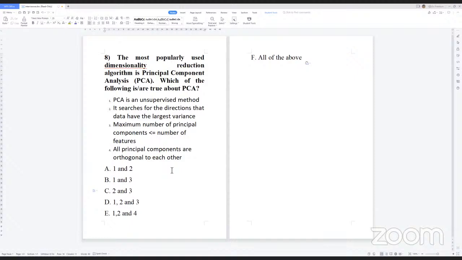So what would be the option for the eighth question? Yes, you are right, Sam Wilber, all are correct. So the answer would be option F, all of the above. The above statements are correct. We'll go for the next question.